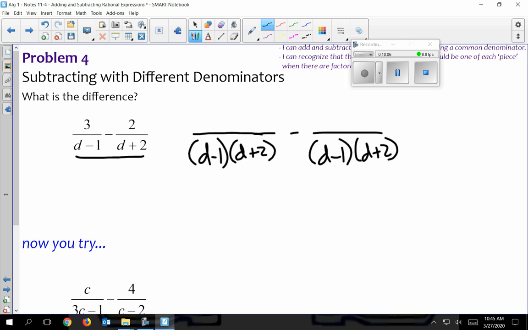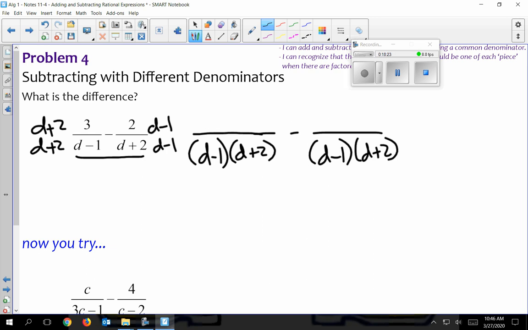That creates the same denominator. But to do that, I had to multiply this by d minus 2 and this by d minus 2. I had to multiply this by d plus 2, and I had to multiply this by d minus 1. So that's the part you're going to have to remember.